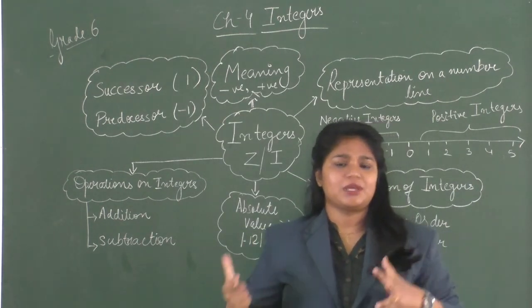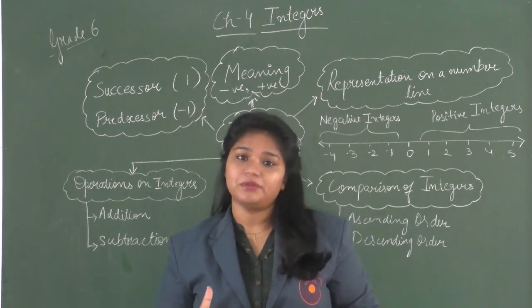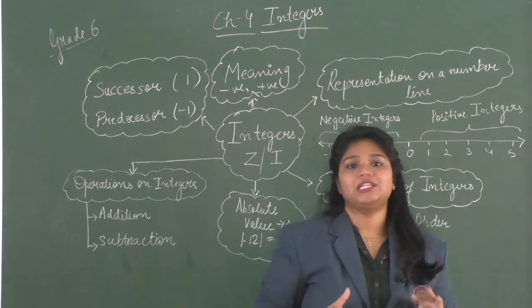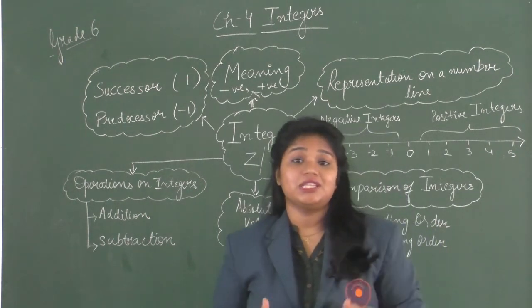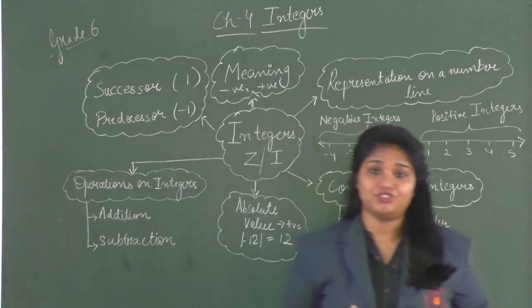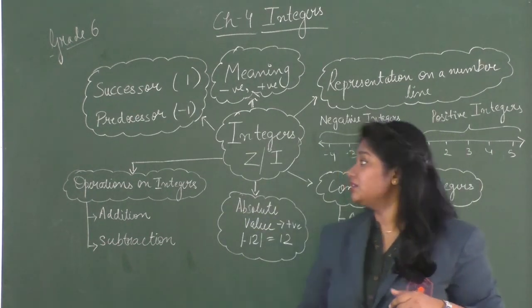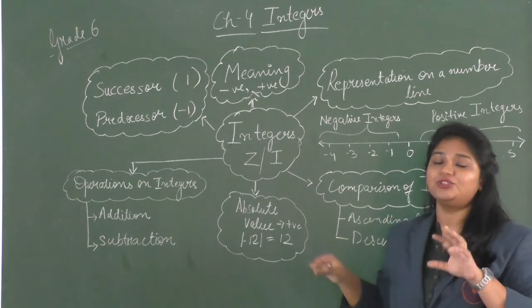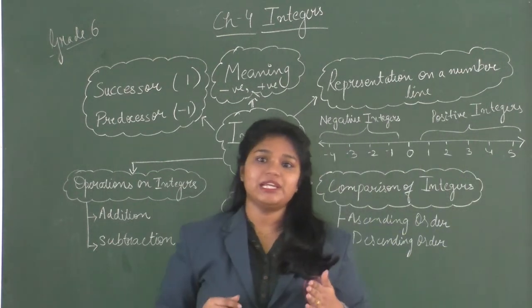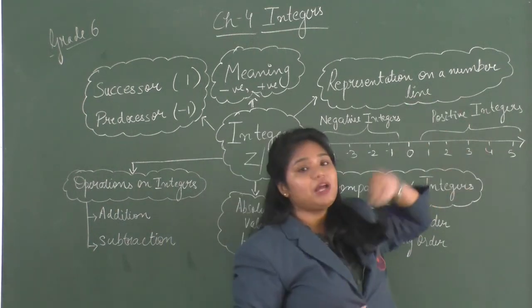How are these numbers separated? These numbers, that is positive and negative integers, are separated by the number 0. 0 is neither a positive integer nor a negative integer, and we use the letters Z or I to denote integers. Next, we learned about representation of integers on a number line.